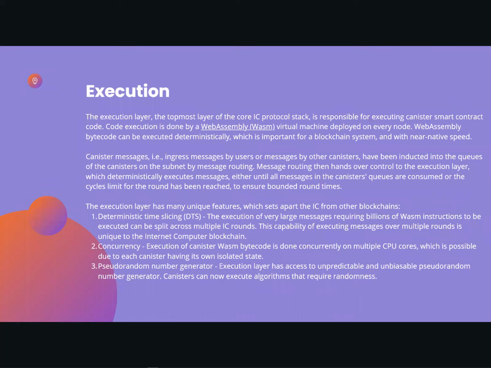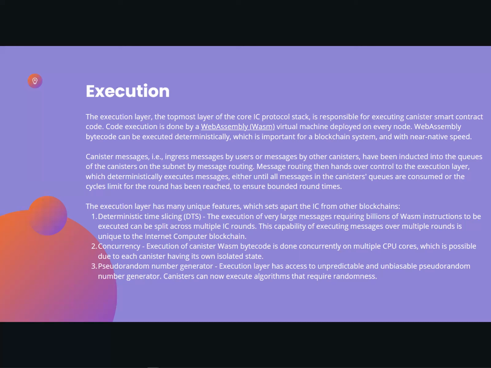The execution layer. So the execution layer has unique features which set the ICP apart from other blockchains, and that one is the deterministic time slicing. So the execution is able to execute very large messages requiring billions of WASM instructions to be executed. So we're gonna be able to also see more about WASM, what it means.